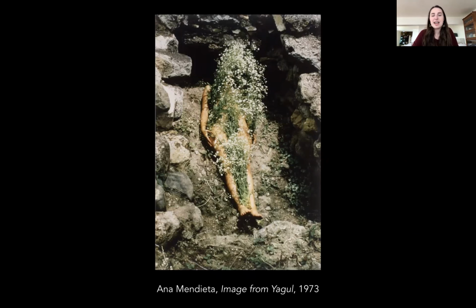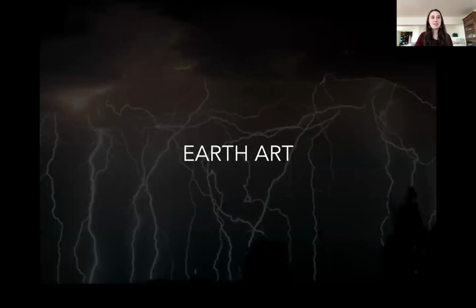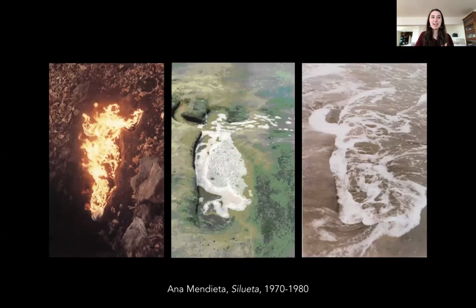She believed it had the power to connect all human beings, regardless of race, ethnicity, class, or gender. So a lot of her work embedded her own body into the earth, becoming one with it, becoming one with that line that connected all of humanity. And that brings me to the last movement of today, earth art. Pretty explanatory name, but Mendieta was definitely a pioneer of this with her Silhouetta series, which did what I just mentioned, feeling her body's connection to the earth.